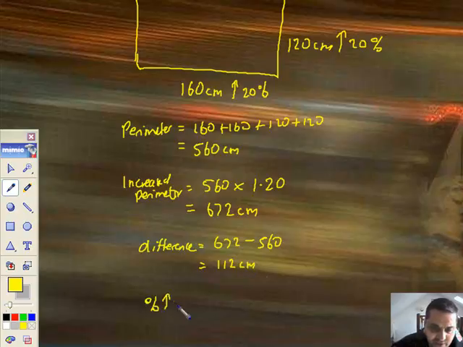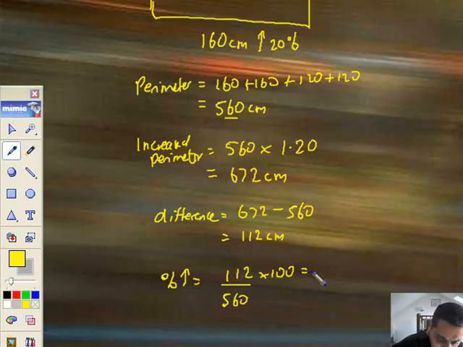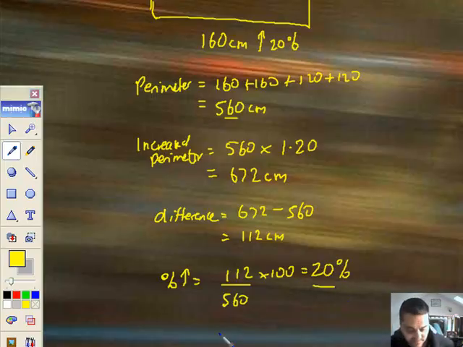So percentage increase equals difference divided by the original multiplied by 100. So that divided by 560 equals, then multiplied by 100, that's 20%. Not surprising, is it? A linear increase of 20%.